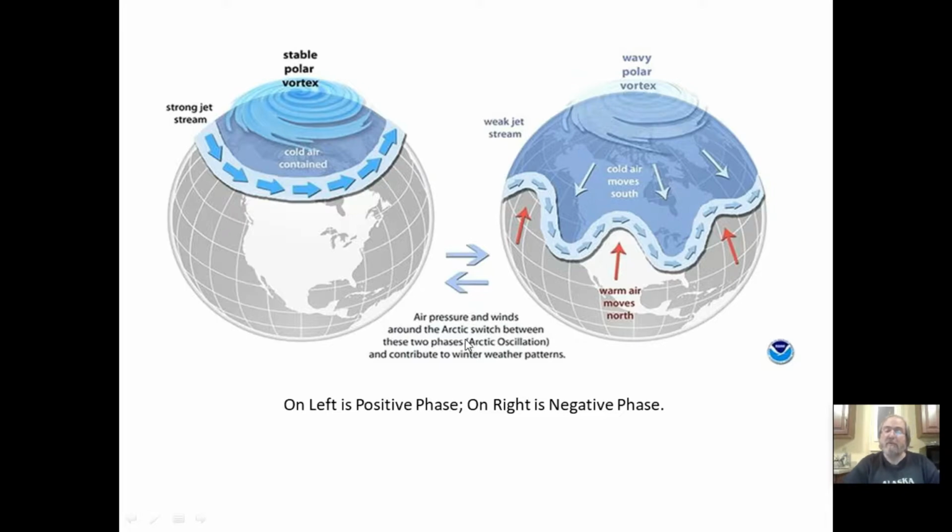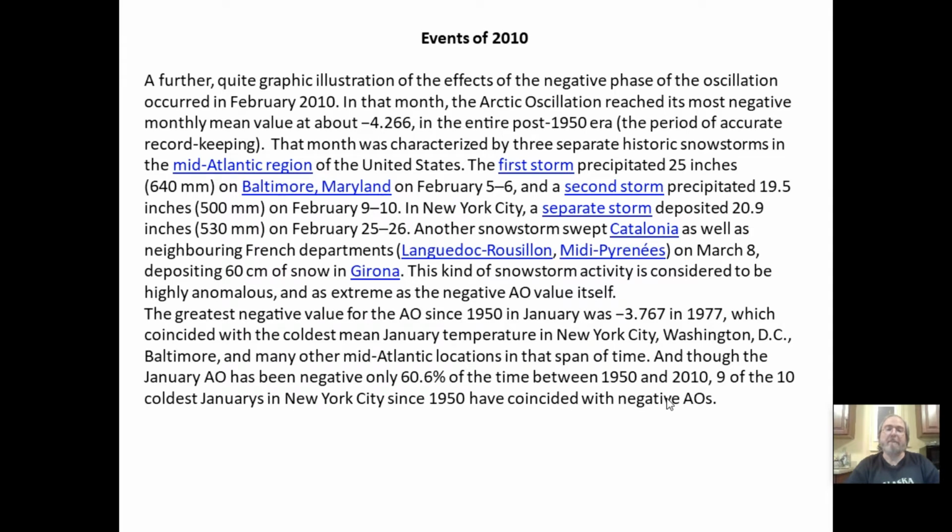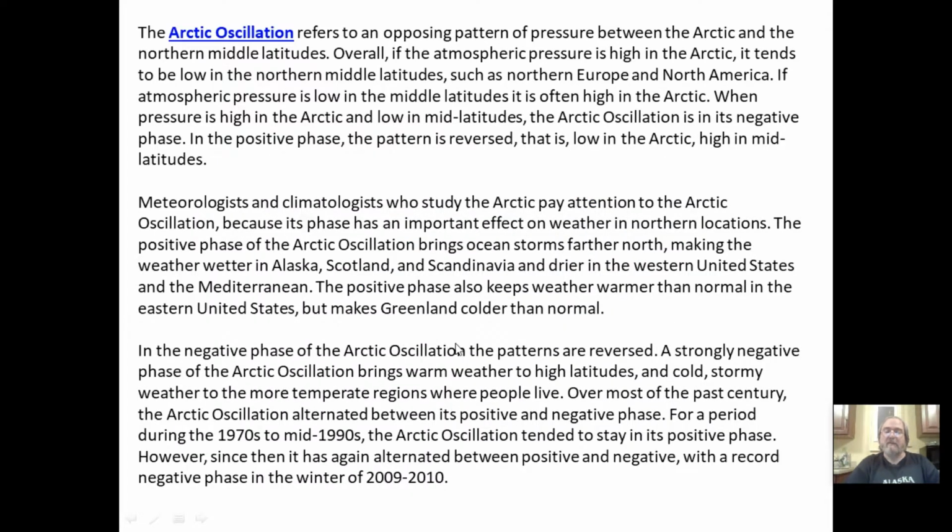So air pressure and winds around the Arctic switch between the two phases and contribute to winter weather patterns. So this is the negative, that's the positive. On left is positive, right's negative. So just to back up here, okay, the negative phase of the Arctic, the patterns are reversed. When the pressure is high in the Arctic, low in the mid-lat, it's in the negative, and then it's reversed in the positive. So the positive phase brings ocean storms farther north, making the weather wetter in Scandinavia and so on. And then the negative phase, you get the reverse.